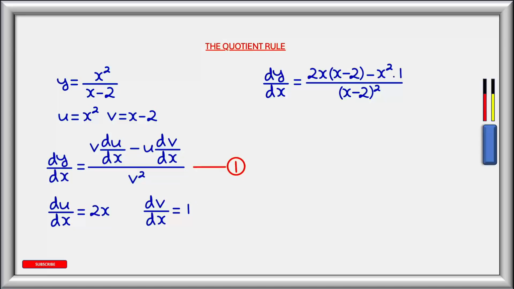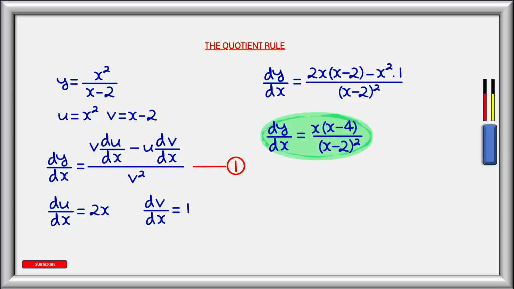And plugging these results into equation 1 gives dy by dx is equal to v du by dx, which is 2x into the bracket of x minus 2, minus u dv by dx, which is x squared multiplied by 1, divided by v squared, which is x minus 2 all squared. And simplifying the numerator gives us our final result, where dy by dx is equal to x into the bracket of x minus 4, divided by x minus 2 all squared.